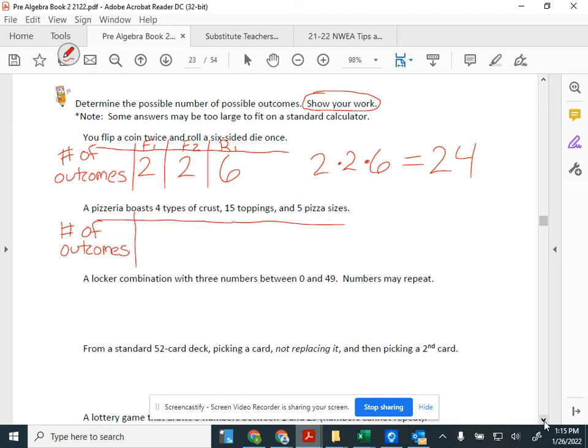What is my first possibilities that I'm going to put on there, Paisley? Crust. So I'm going to put a C for crust. What's my second choice, Paisley? Toppings. And what's the last one, Paisley? Sizes. So how many possibilities of crust do we have? We have 4 types of crust. How many possibilities of toppings do we have? Oh boy. 15, you're right, Ryan.